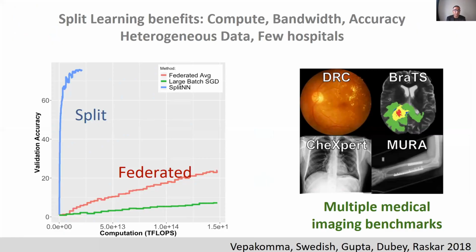So the good news is that split learning, as compared to other techniques like federated learning or SGD, is dramatically better in terms of compute, bandwidth, and accuracy. And it works especially better for heterogeneous data and when you only have few entities that are coordinating with each other. And we have shown that on multiple medical imaging benchmarks.